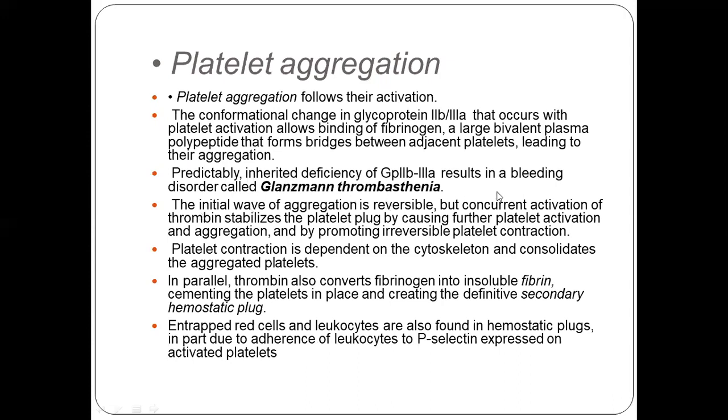The initial wave of aggregation is reversible, but concurrent activation of thrombin stabilizes the platelet plug by causing further platelet activation and aggregation, and by promoting irreversible platelet contraction. Platelet contraction is dependent on the cytoskeleton and consolidates the aggregated platelets. In parallel, thrombin also converts fibrinogen into insoluble fibrin, cementing the platelets in place and creating the definitive secondary hemostatic plug. Entrapped red cells and leukocytes are also found in the hemostatic plug, in part due to the adherence of leukocytes to P-selectin expressed on activated platelets.